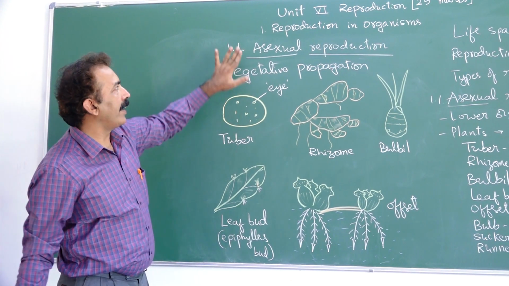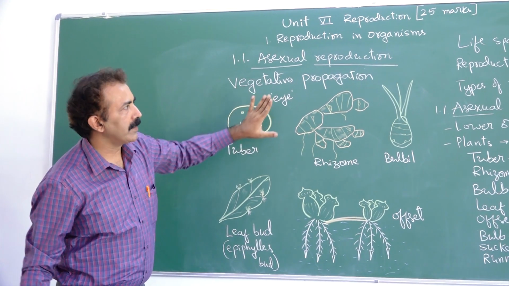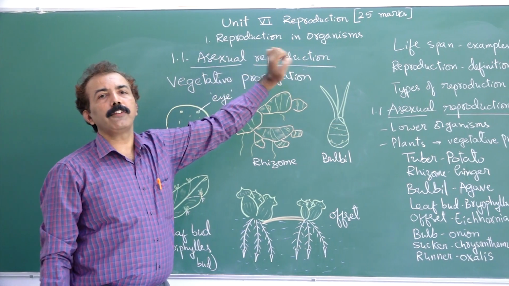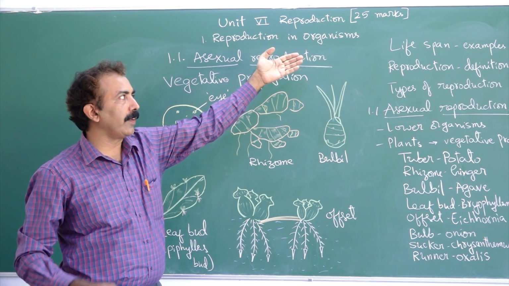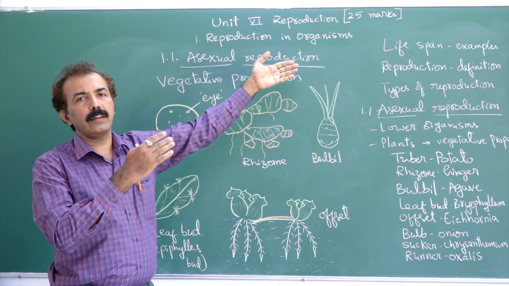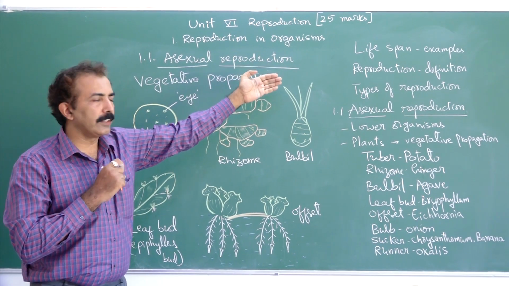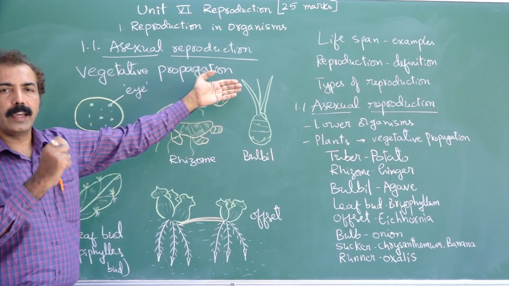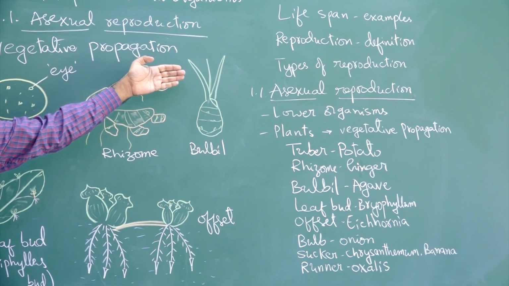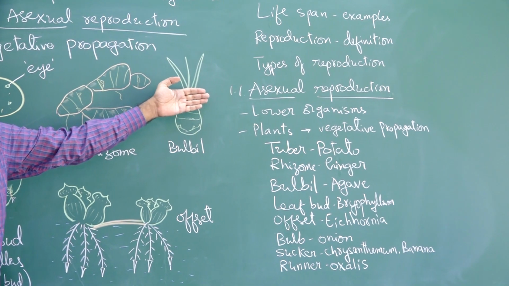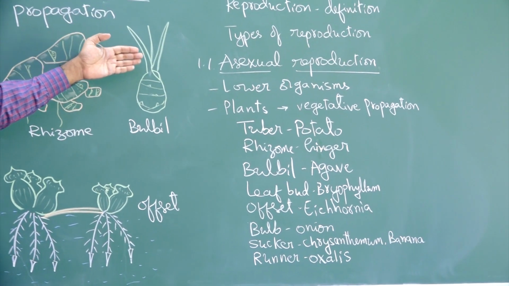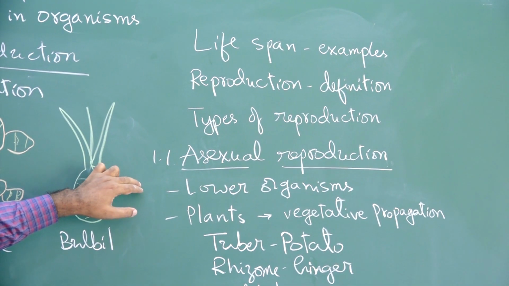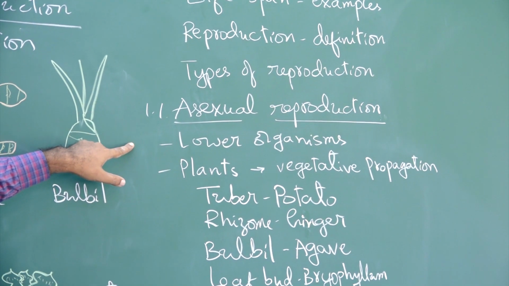Okay, continuing with asexual reproduction, let's just recap what we have learned till now. We studied the definition of lifespan, listed examples of various organisms and their lifespan. We understood the definition of reproduction. We realized that there are two types of reproduction, asexual and sexual. We entered into the first topic, asexual reproduction. We understood how unique it is when compared to sexual reproduction, and we listed various examples of asexual reproduction.